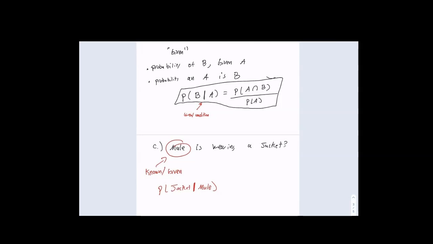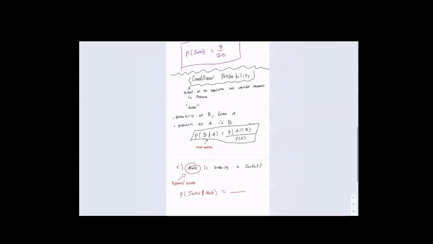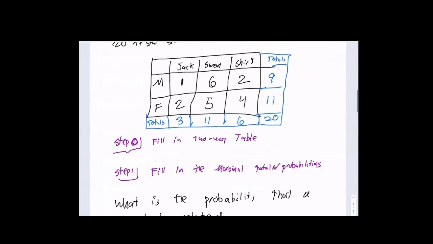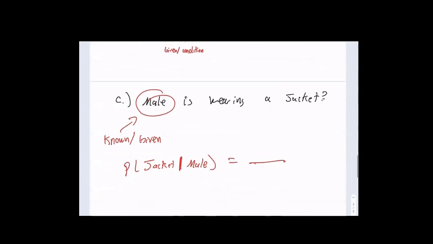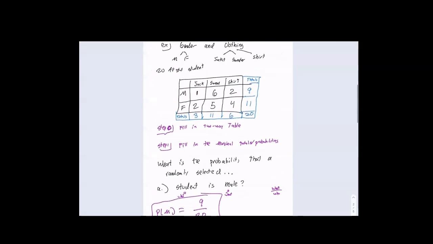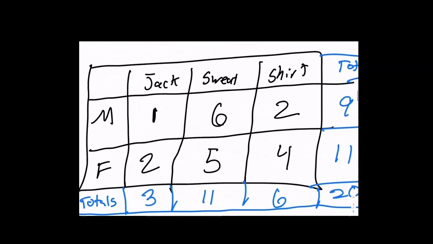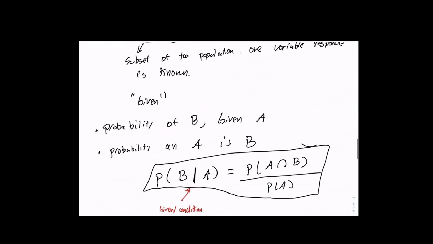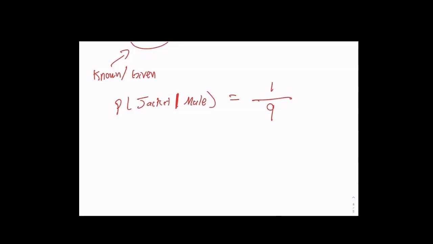Of the males, what's the probability I select someone who's wearing a jacket? Well, my denominator is no longer 20. What's my denominator? 9. Now, the interesting thing here is that my numerator still stays the same because I'm only looking at my males and I'm doing jacket wearers. So most of you are like, oh, I know the number I'm going to use is this one right here. But now that's male and jacket. So that's why we say this is male and jacket. So I would get 1 over 9.